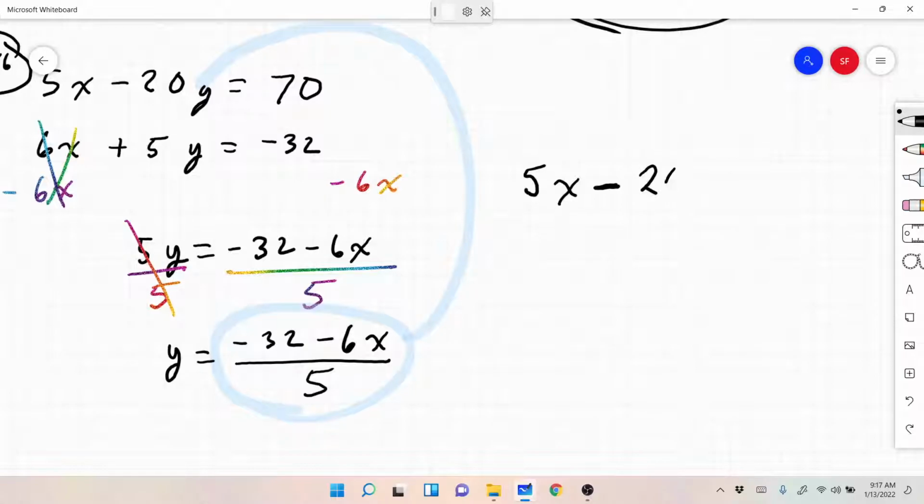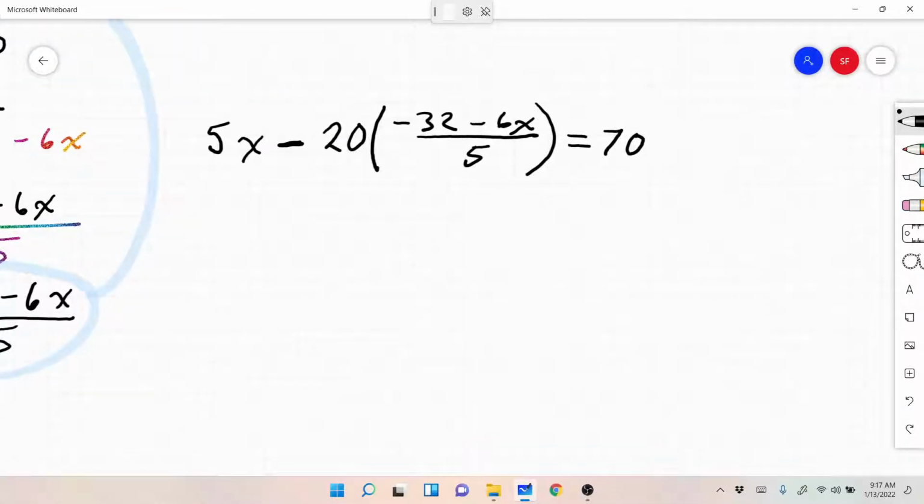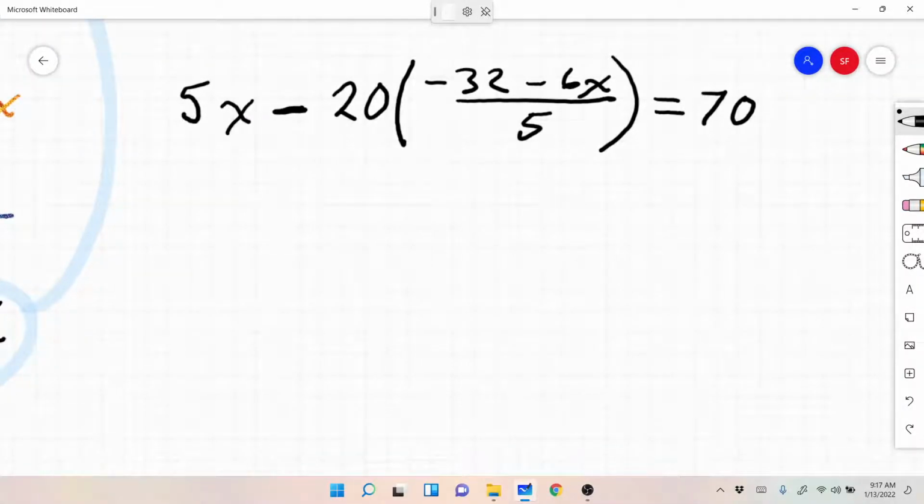So minus 20 times negative 32 minus 6x over 5, right? Equals 70. So this is where we are. So what should we do? Distribute the 20, kind of.